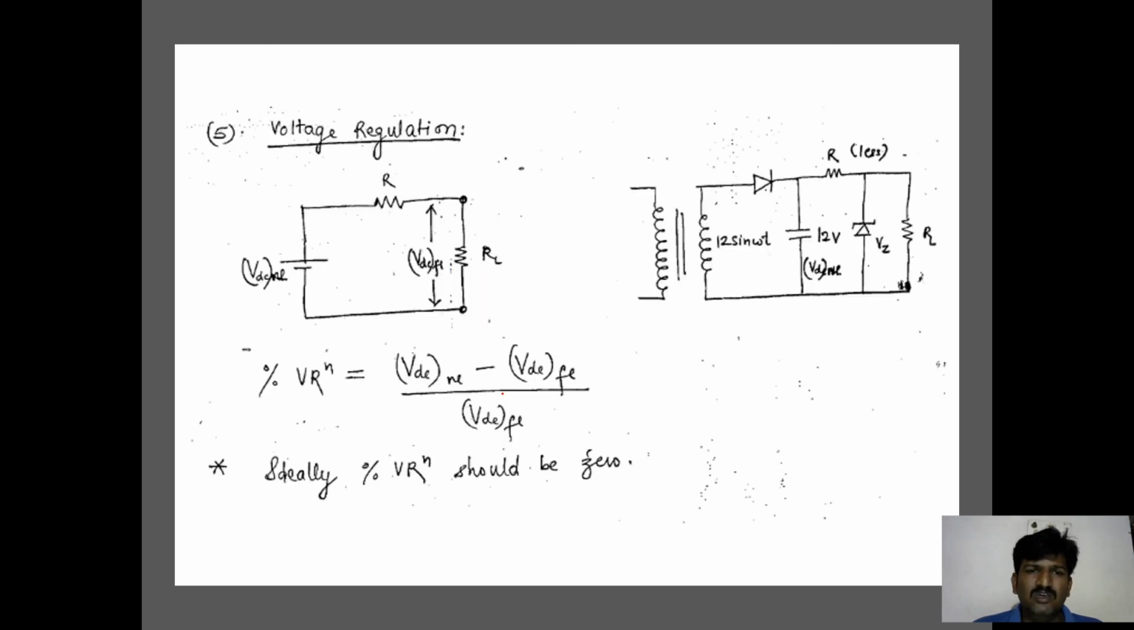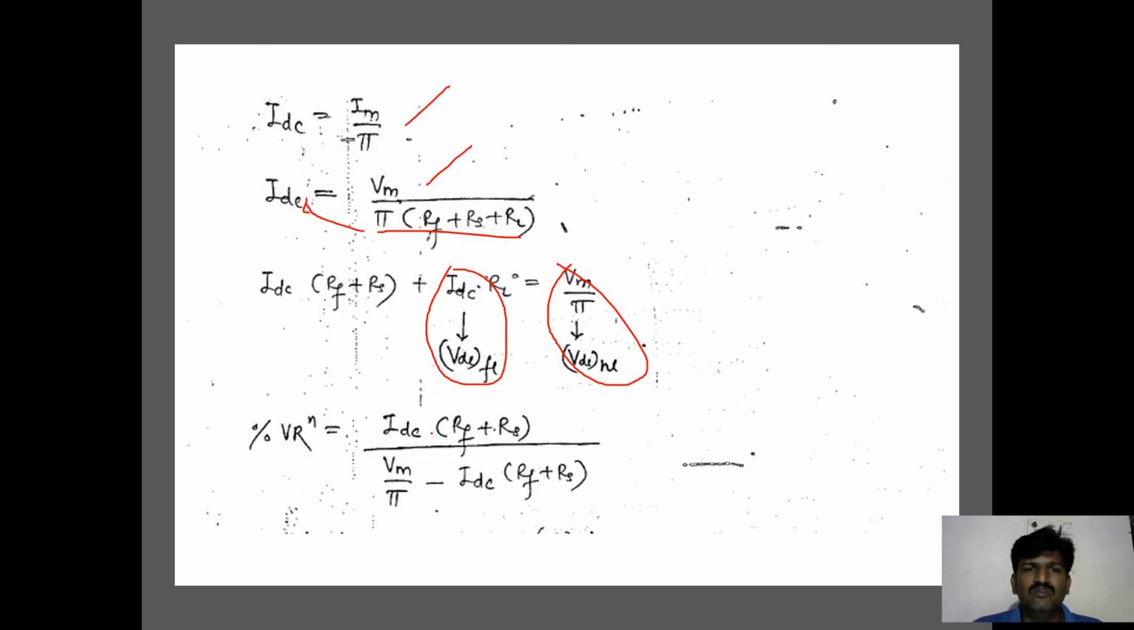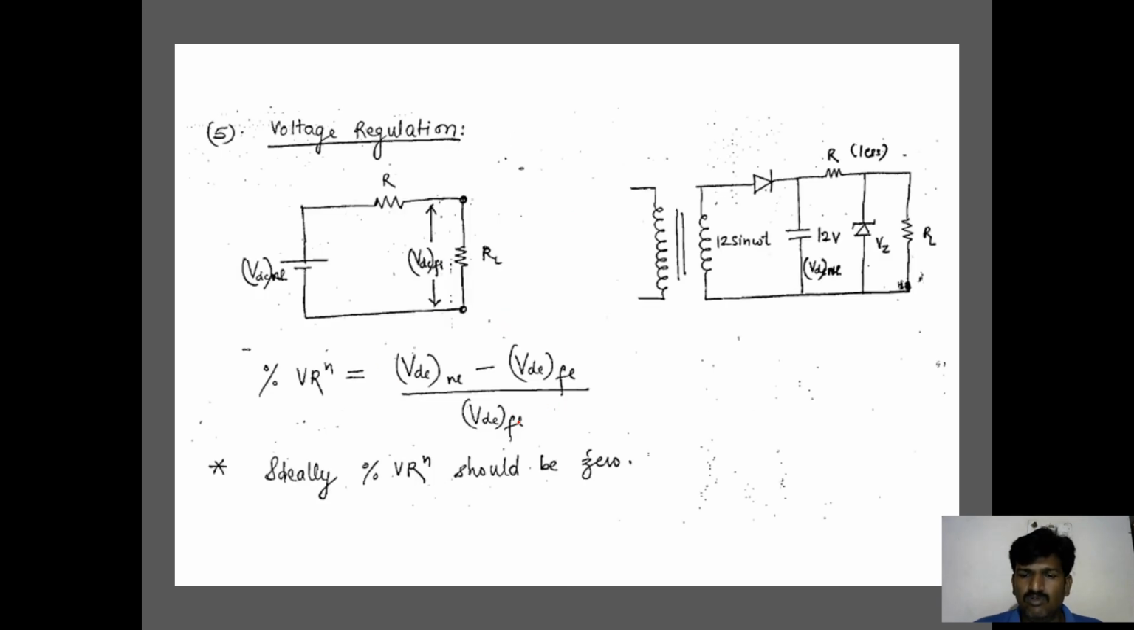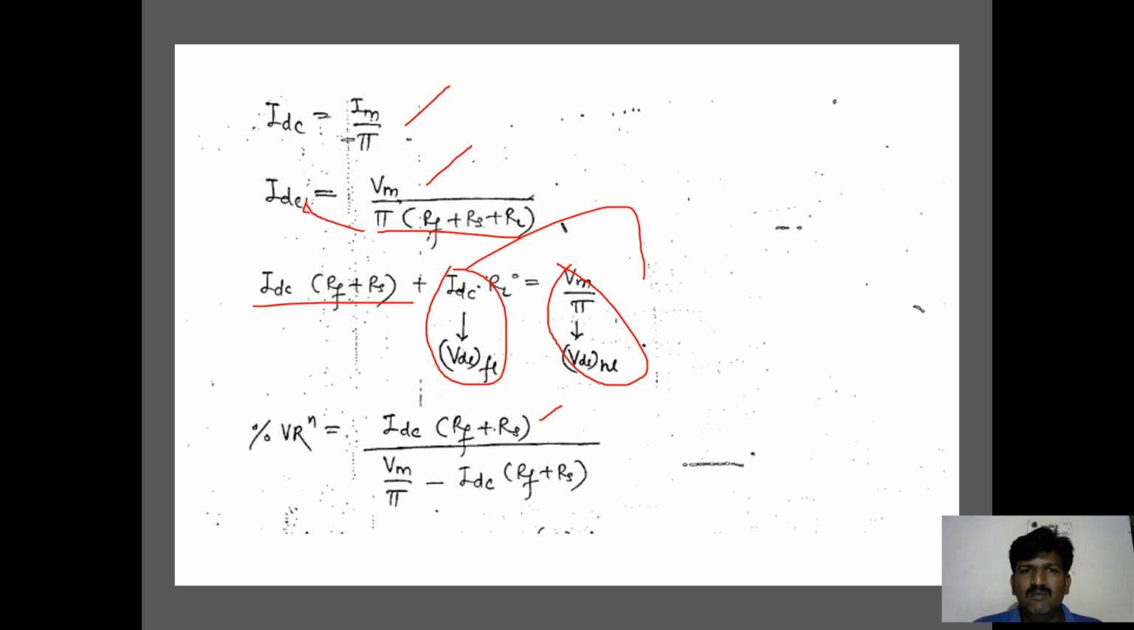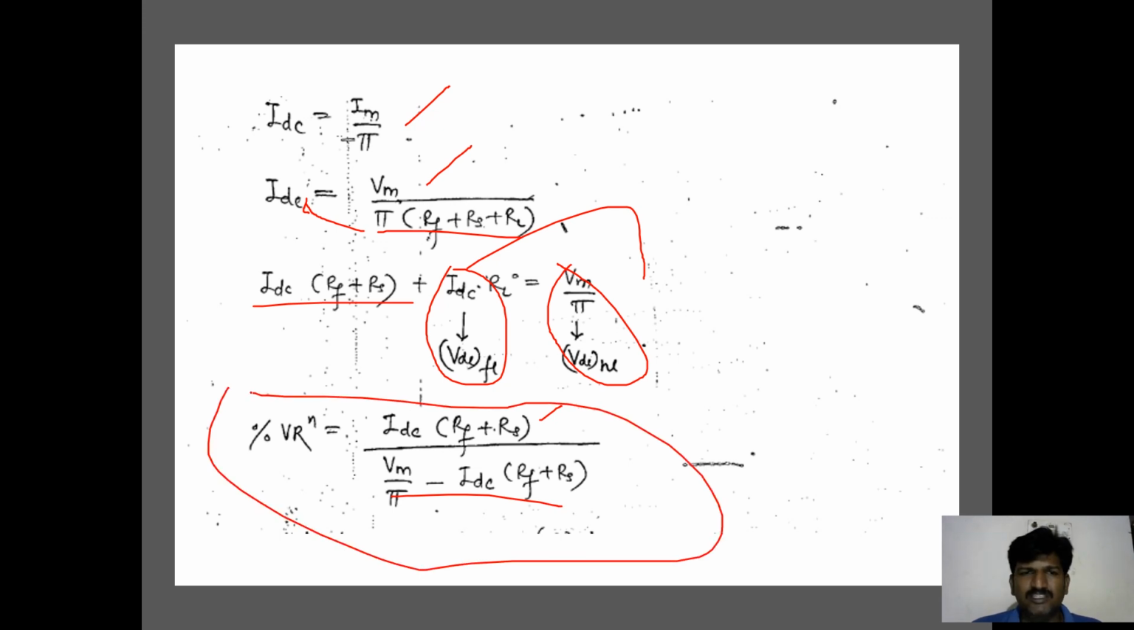According to the discussion, VDC no load minus VDC full load can be determined as IDC into Rf plus Rs, that is VDC no load minus IDC RL. When you move it here, the remaining term is IDC of Rf plus Rs, which I have written here. At the denominator, what is this? VDC full load. VDC full load is nothing but Vm by pi minus IDC Rf plus Rs. This is called percentage of voltage regulation for the half-wave rectifier.